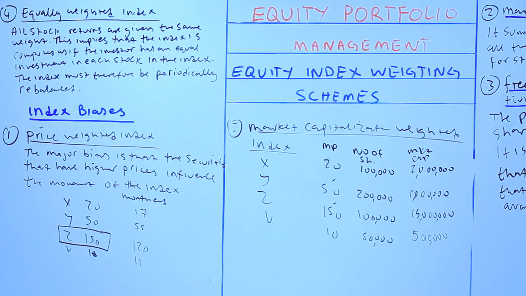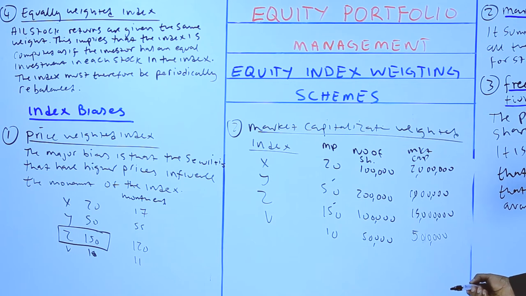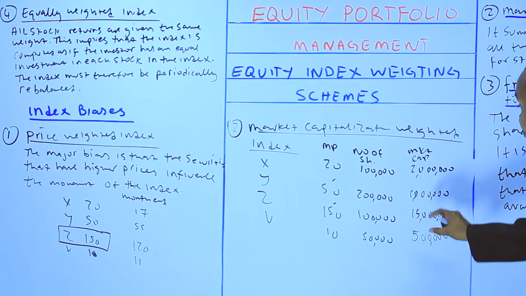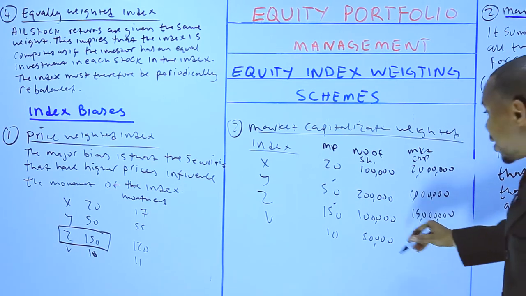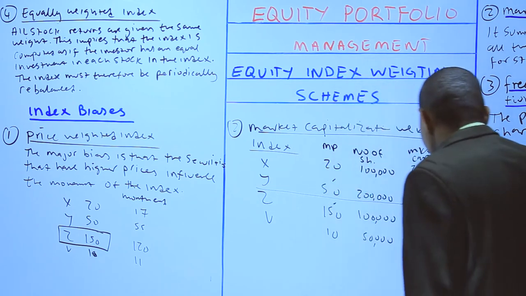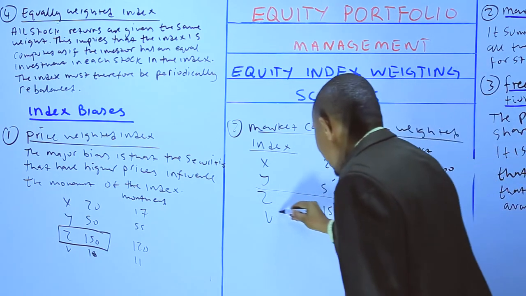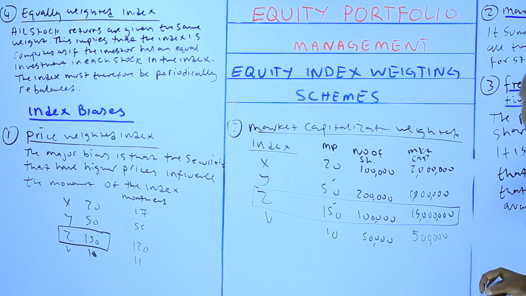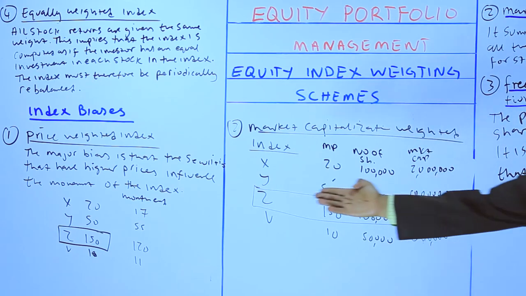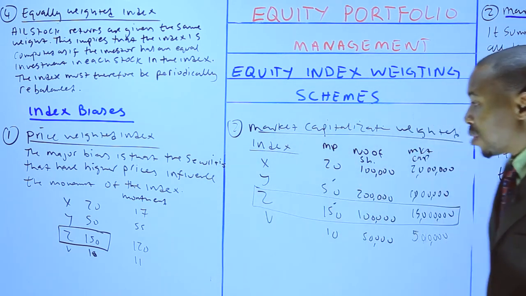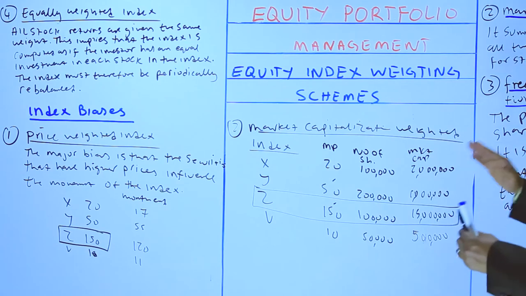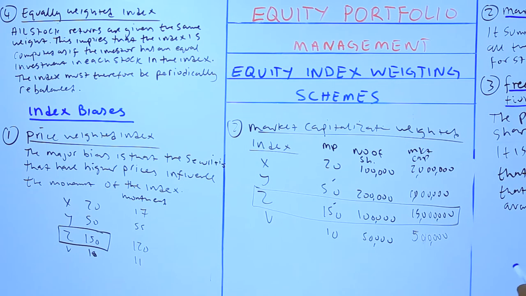So we're saying that this market capitalization weighted index is impacted more by the one that has got the higher market cap. You can clearly see Z down over here is the one that has got the highest market cap. Now let's see the impact. Just the same way as we had done under the price weighted index, let's see the impact if the prices change to the values over there.